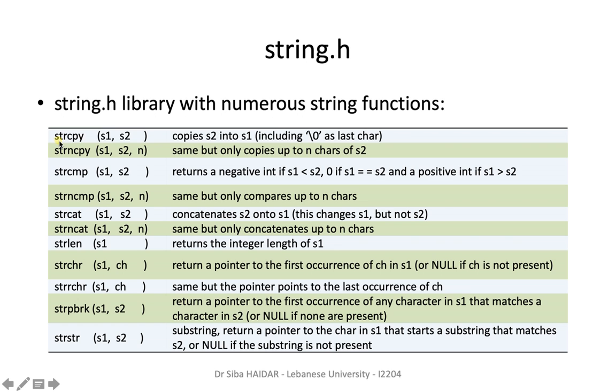Again, the table there is in the string.h library. strcpy copies s2 into s1, given s1 comma s2, including the \0 as last character. strncpy is the same but only copies up to n characters of s2. strcmp returns a negative integer if s1 is less than s2, 0 if s1 equals s2, and a positive integer if s1 is greater than s2 in dictionary order. strncmp is the same but compares up to n characters. strcat concatenates s2 onto s1. This changes s1 but not s2.